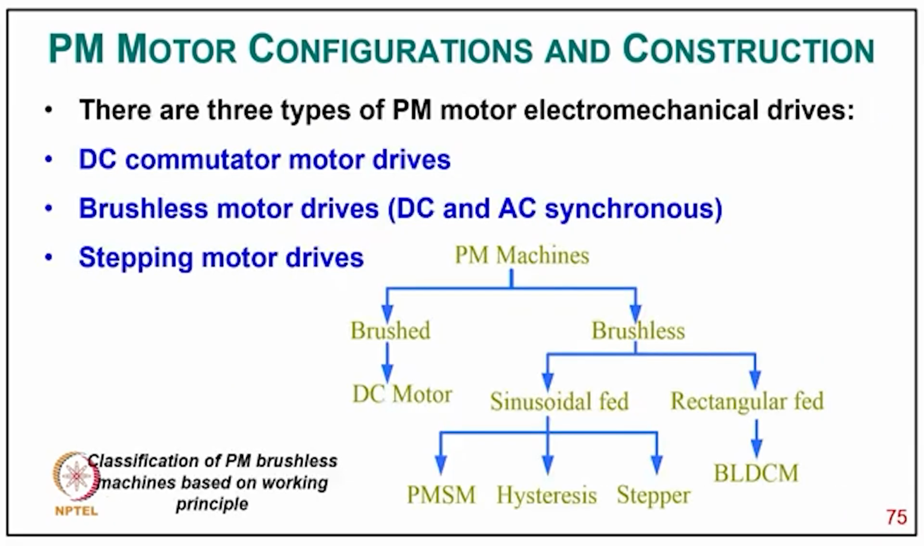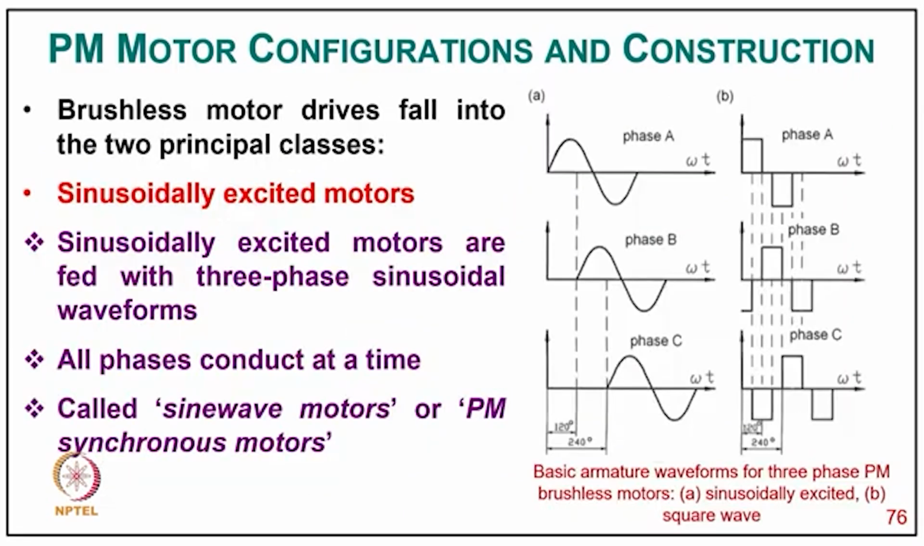So there are three types of permanent magnet motors: electromechanical devices like the DC commutator motor, called the PM-DC motor, used in a large number of applications; permanent magnet brushless motors like DC and AC synchronous; and the stepper motor. There you can see the classification: PM brush DC motor and brushless, with sinusoidal excitation and rectangular excitation. We also call them PMSM or stepper and BLDC motor.